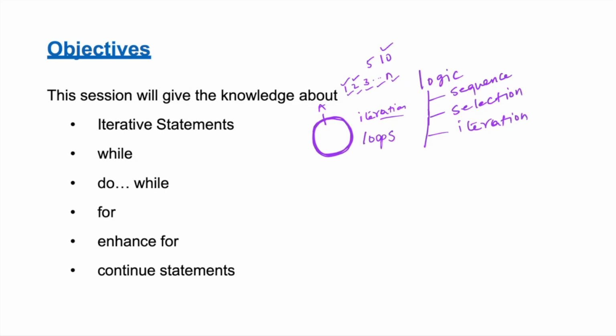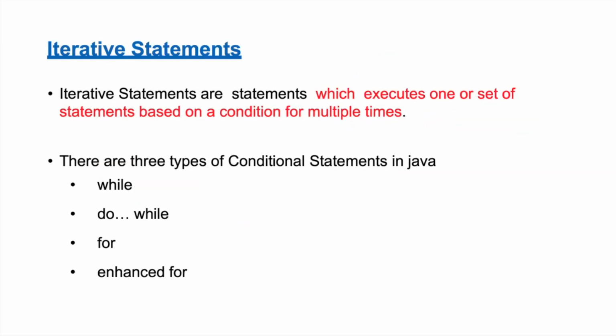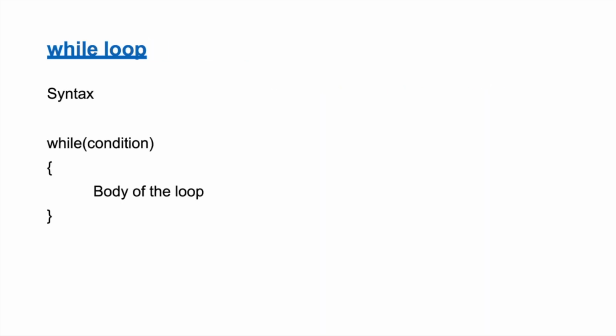In Java, different loops are available, and mainly there are three loops. The first one is the while loop, then we have the do while loop, and the next one is the for loop. We also have something known as the for each loop. These are the iterative statements I told you about.